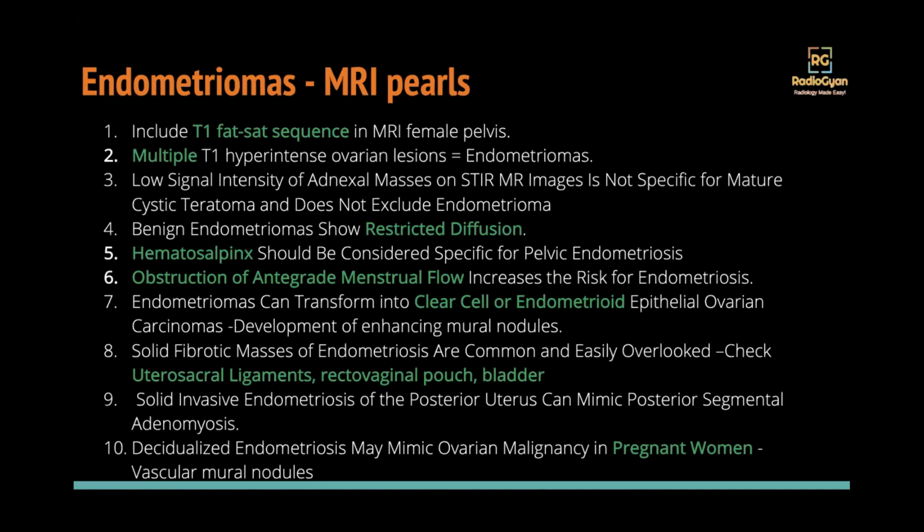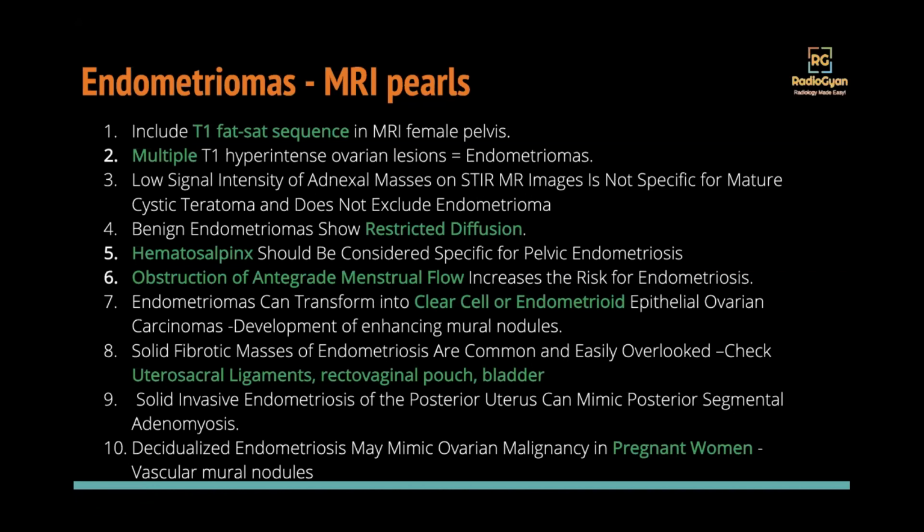STIR sequence can be misleading because it may not suppress all of the mature cystic teratoma or endometriomas. So avoid giving your diagnosis only on the basis of STIR sequence. Restricted diffusion can be seen in endometriomas, and the reason for that being endometriomas as you know, they are basically blood products. So they can have restricted diffusion, especially if they are in the subacute phase. If you see hematosalpinx, that's another very specific sign for pelvic endometriosis.